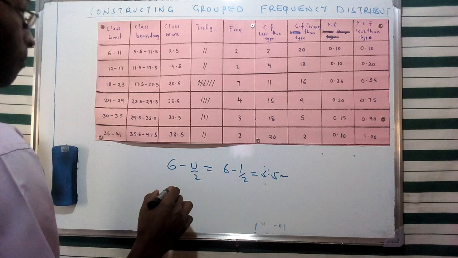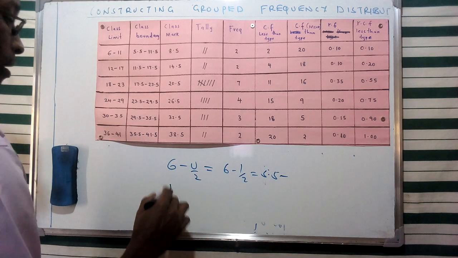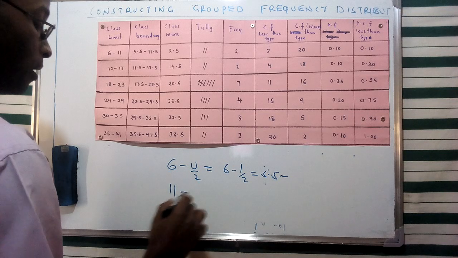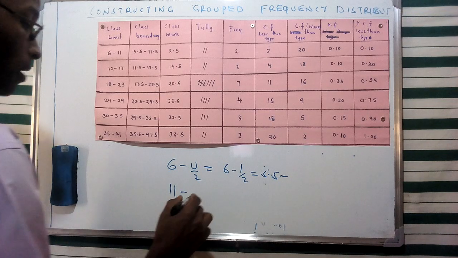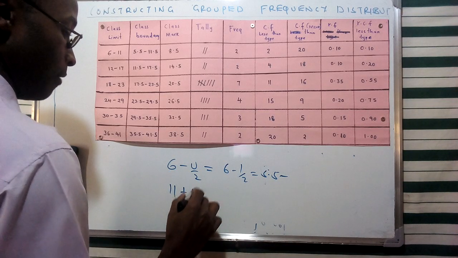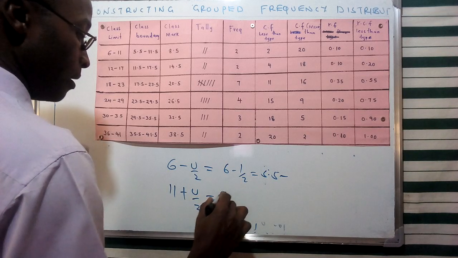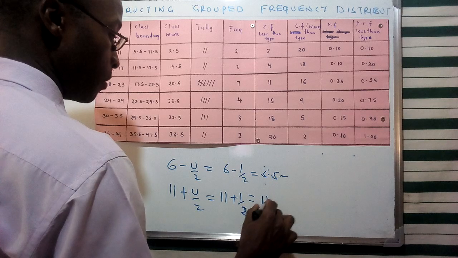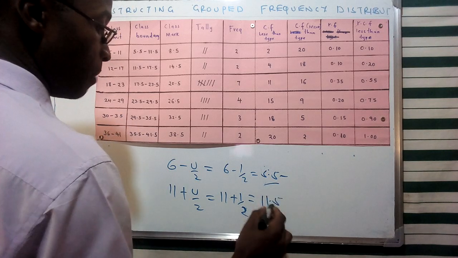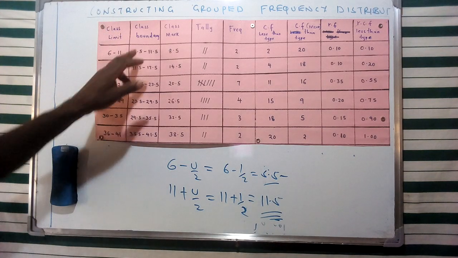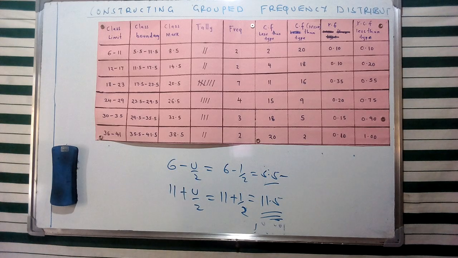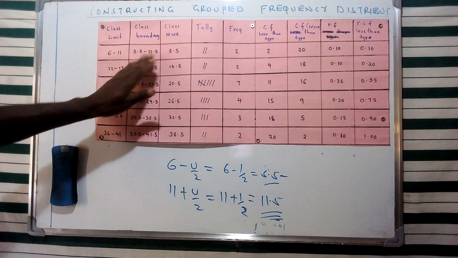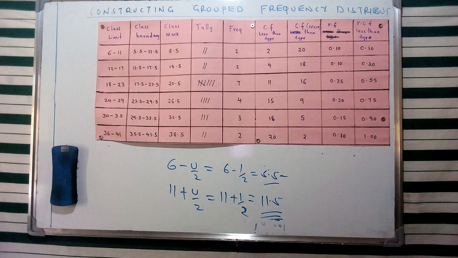And in case we have to evaluate the upper class boundary of the first class, we're going to have 11 plus u over 2, which is 11 plus 1 over 2, which is basically 11.5. And this is going to form the upper and lower class boundaries of the respective classes in this specific order. So this constitutes the lower class boundaries and the upper class boundaries given in this particular column.